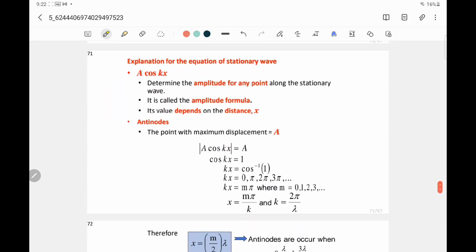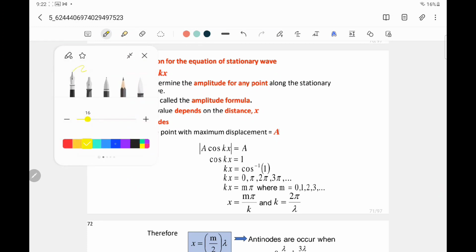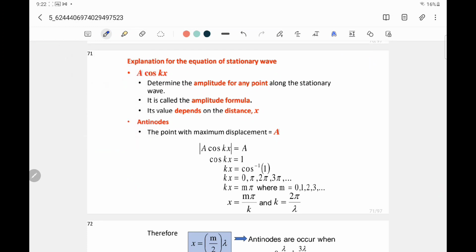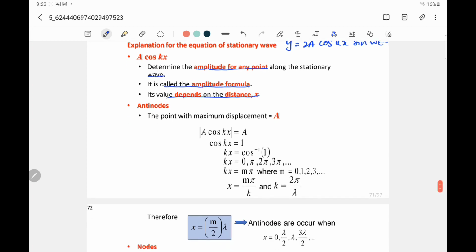Okay, so now we go to the explanation for the equation for stationary wave. Remember that the stationary wave equation is y equals 2a cos kx sin omega t. So what is meant by a cos kx? A cos kx is the amplitude for any point along the stationary wave. It is called the amplitude formula and its value depends on the distance x. Alright, so we have antinodes. An antinode is a point which has the maximum displacement.